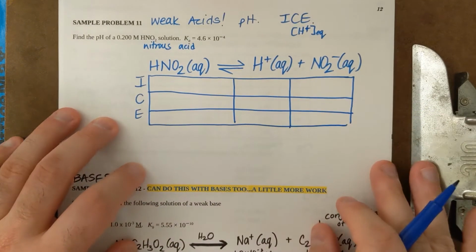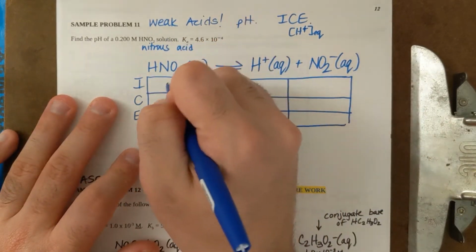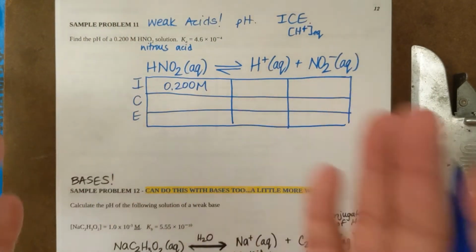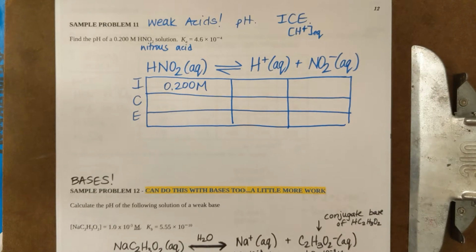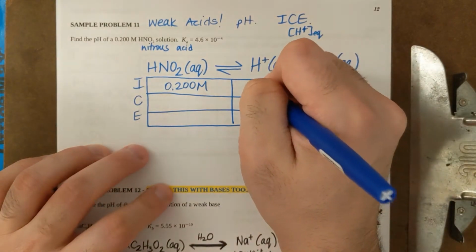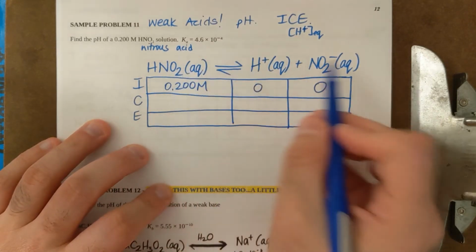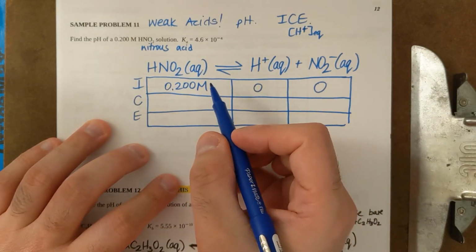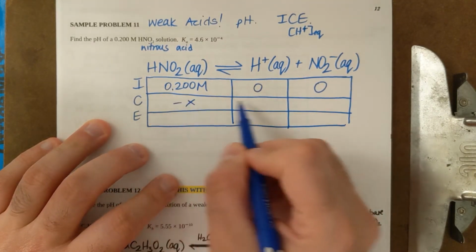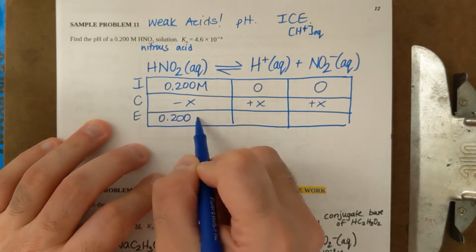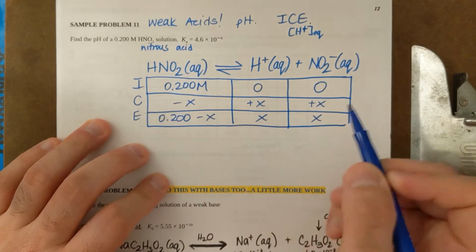Notice how I don't include water ever. I start with 0.2 molar. I've been using a lot of 0.2 molar, but it doesn't matter. You're going to see that all of them are going to have different pHs no matter what the initial concentration. And then initially I have 0 H plus and 0 NO2 minus. Then everything is beautifully a 1-to-1 mole ratio. So minus X, plus X, plus X: 0.200 minus X, X, and X.